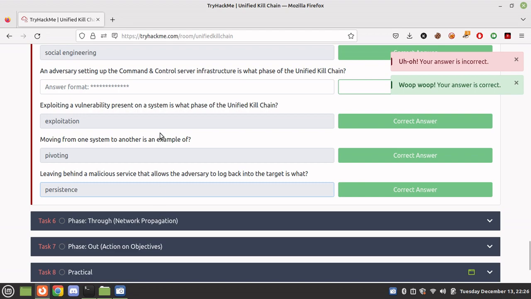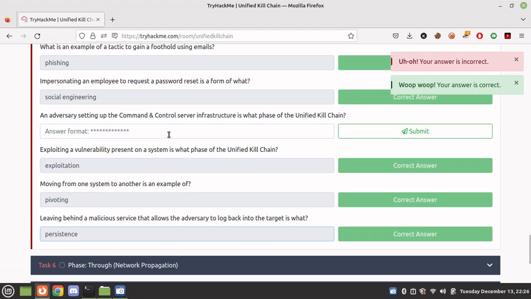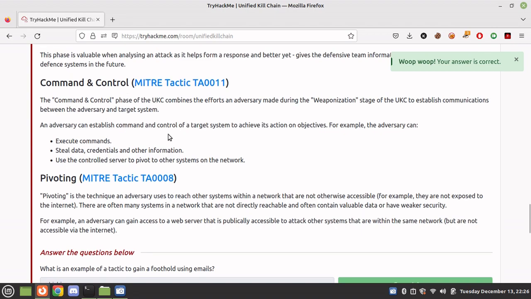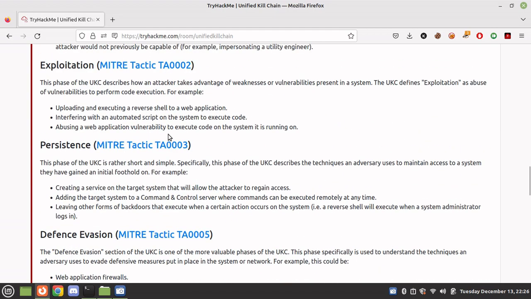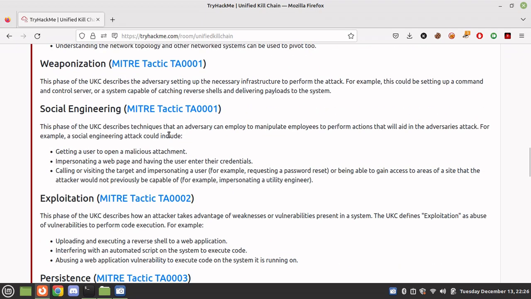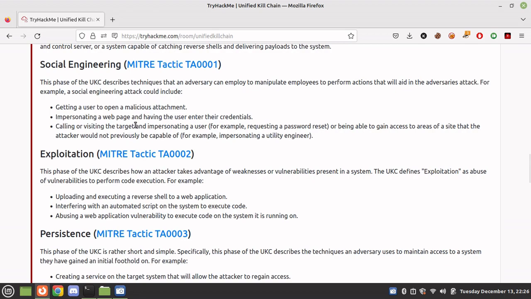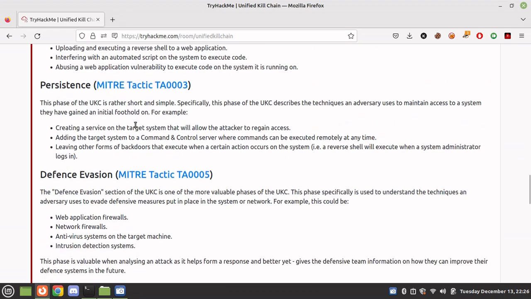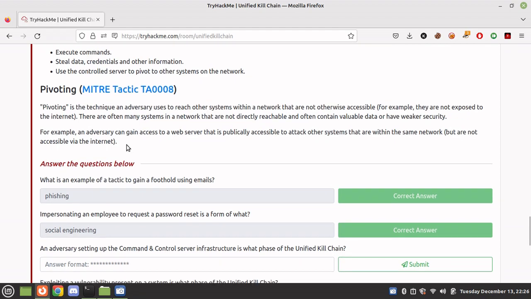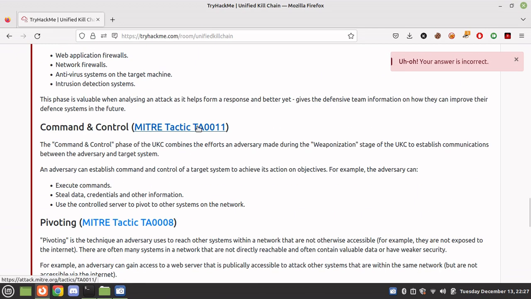Okay, how about this? An adversary setting up the command and control server infrastructure is what phase of the unified kill chain? It's a phase of, not persistence, weaponization. I think weaponization, or no. How about weaponization? Maybe weaponization works. Okay, weaponization is not it. Command and control, nope, it's not either.